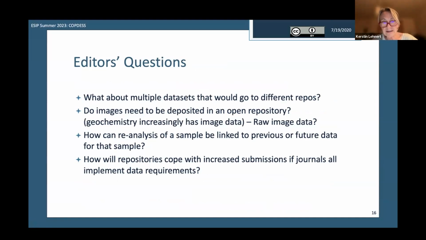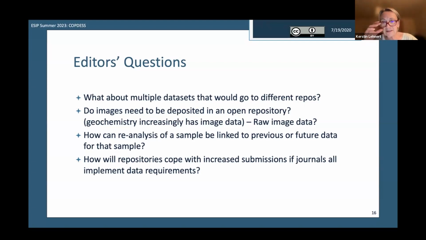Big question in geochemistry right now is what to do about images, because they are becoming a major component of geochemical research. How are they stored? Where are they stored? Because they are big, there are raw data and so on. There were questions like, how can the reanalysis of a sample be linked to previous or future data for that sample? It's like, well, we have persistent identifiers. If you would make sure this is implemented, this would be solved. So again, this process of continuous information is so important.